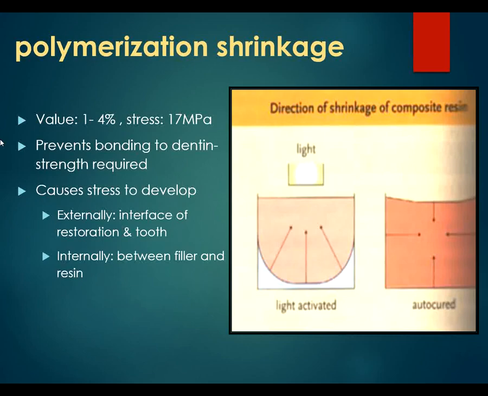Now, let's talk about polymerization shrinkage. As I have discussed, if we are using light cure composite resin, the shrinkage will be towards the light source, and if we are using chemically cured or self cure composite resin, shrinkage will be towards the center.